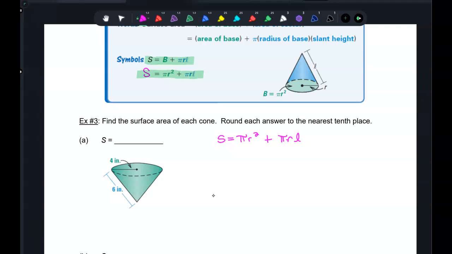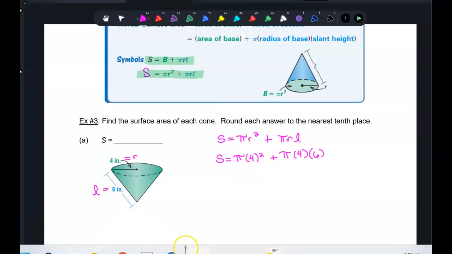This is the formula, pi r squared plus pi r L. So we just have to look at the picture and figure out which one is r and which one is L. Which one is r in this case? 4. And 6 is L. So I have pi times 4 squared plus pi times 4 times 6. Then you could plug it all into your calculator. Or this is 16 pi, this is 24 pi. So you should get 40 times pi, 125.